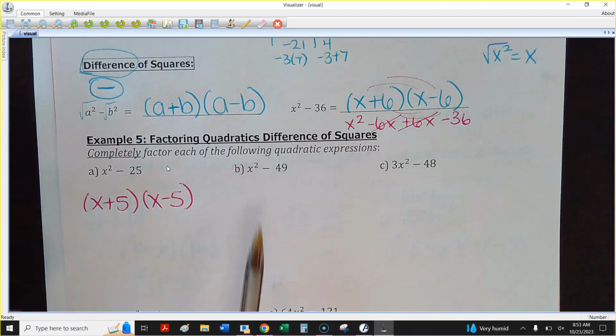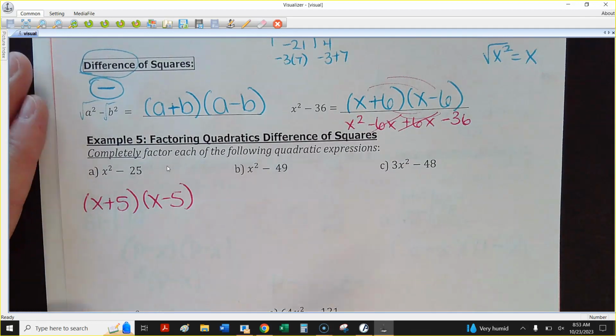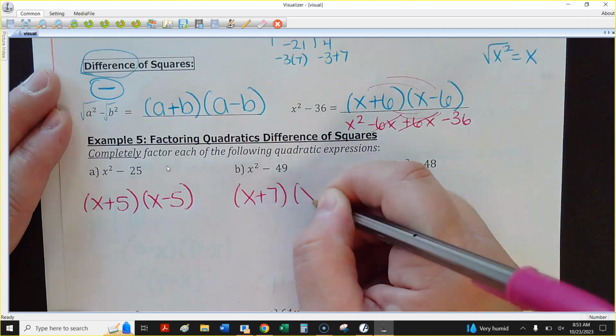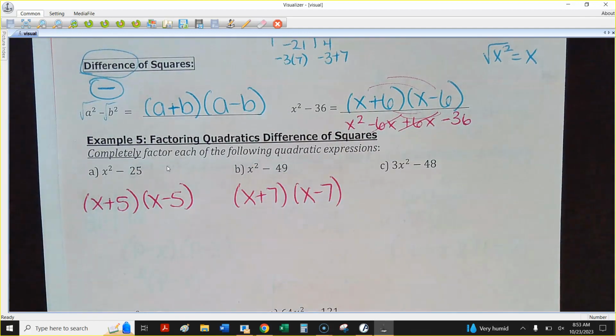You guys know the square root of 49? 7. Okay, so one of them's an x plus 7, one of them's an x minus 7. Then you're looking at the next problem going, neither one of those are perfect squares, right? 3 is not a perfect square, 48 is not a perfect square.